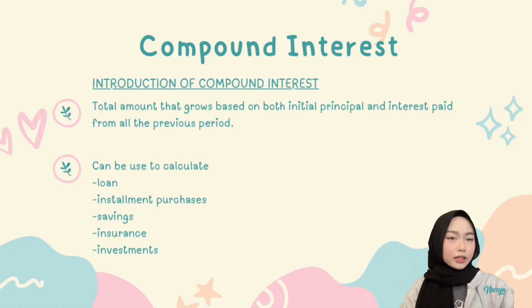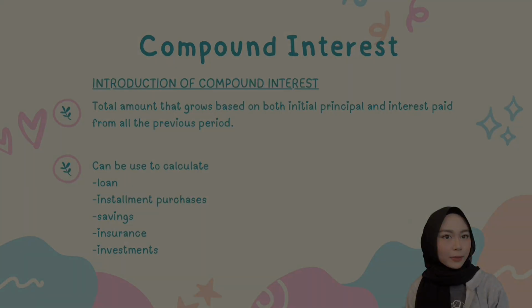So, our first topic is compound interest. What is compound interest? Compound interest is the total amount that grows based on both initial principal and interest paid from all the previous periods. For example, loan, installment purchase, saving, insurance, and investment.